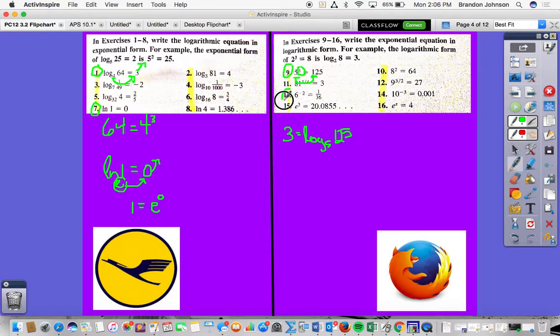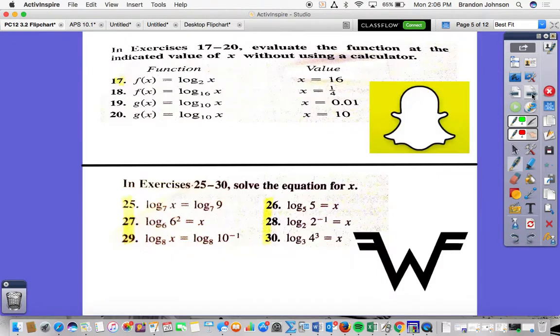Let's look at one like 13. 13 is another good example. 6 is the base, so it gets shot over to the right side, leaving me negative 2 on the left, equals log, whatever gets shot over goes as my base, so log base 6 of 1 over 36. So that would be the same thing as number 13 there, okay?